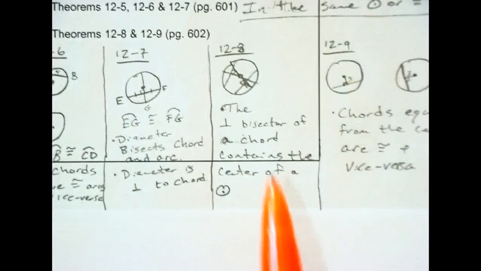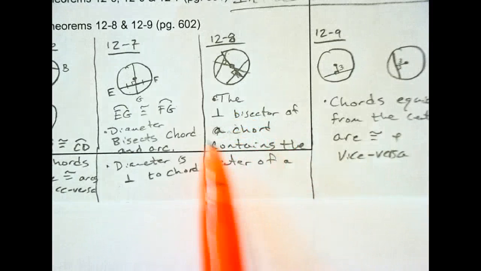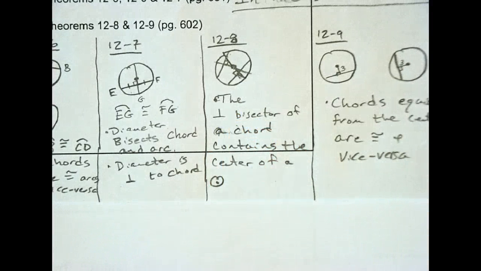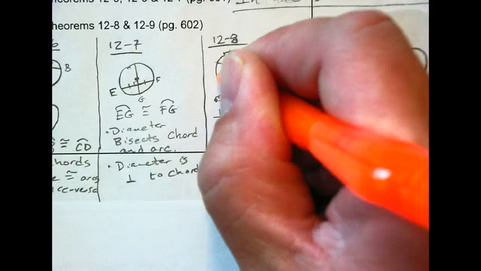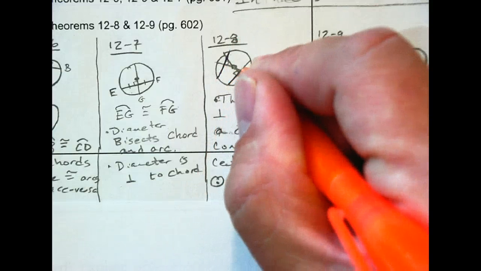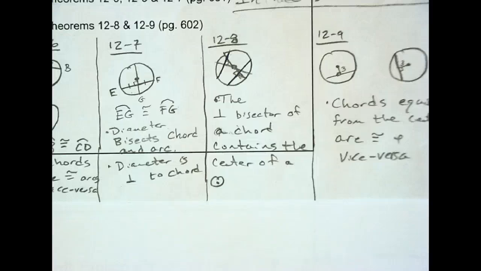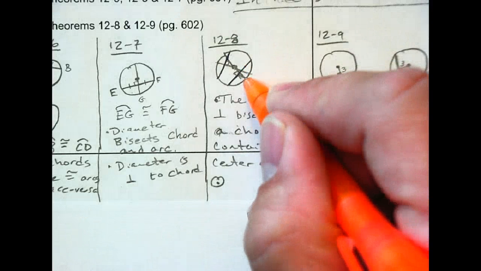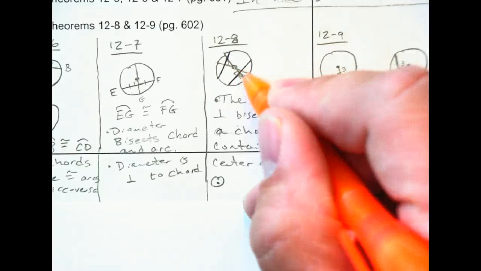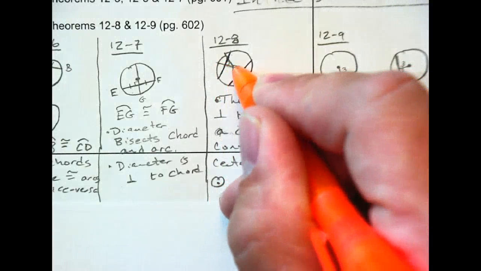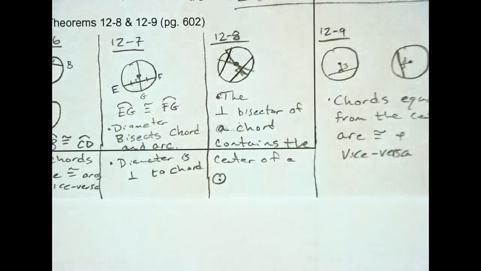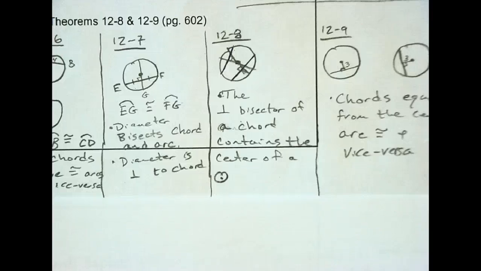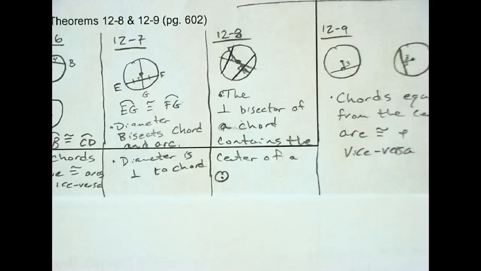Theorem 12.8. The perpendicular bisector of a chord contains the center of a circle. So it's a little tougher to see, but if this line right here is my chord, and this line right here is a chord, the line that's perpendicular to those, that cuts through it, is a perpendicular bisector to each of those chords and will go through the center of the circle. So if you can't find the center of a circle, however you have two chords, you could create the perpendicular bisector to those chords and see where they intersect.